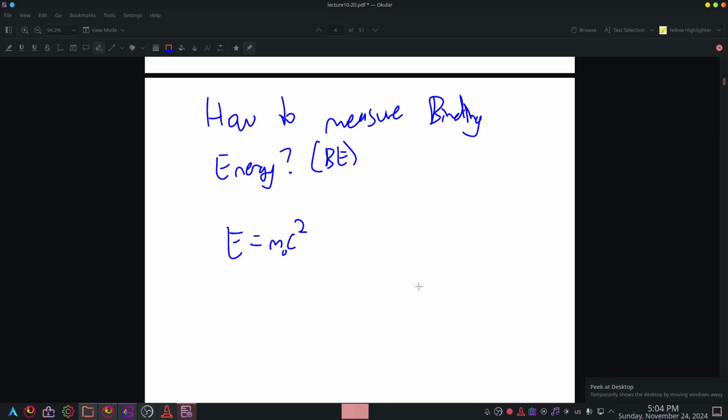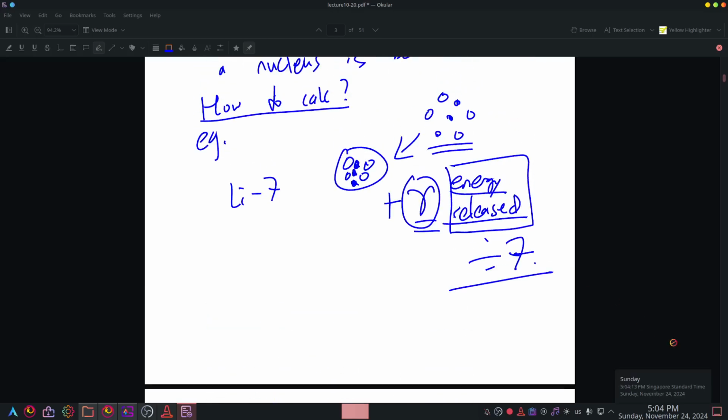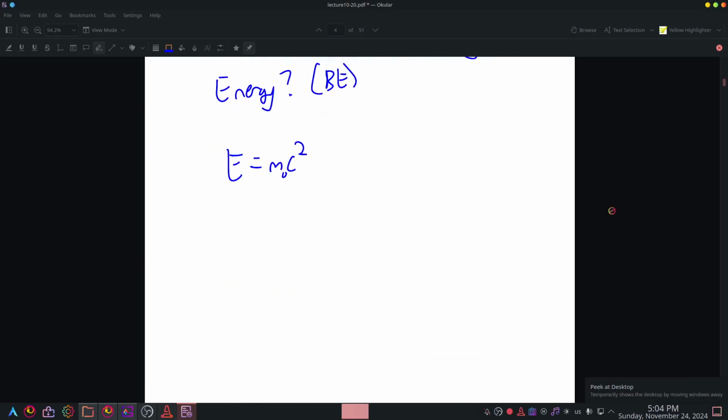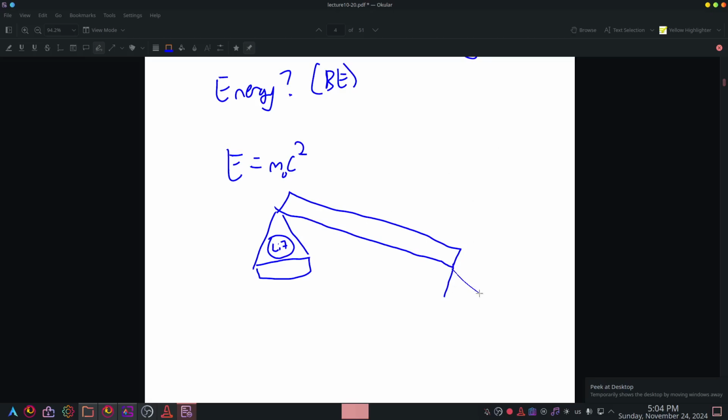Why is this useful here? Since you cannot measure all the gammas coming out directly, we can use something else. We can actually weigh the individual protons and neutrons, and we can weigh the lithium-7 nucleus. Let me draw weighing scales here. Your lithium-7 is going to be lighter than the 3 protons plus 4 neutrons.